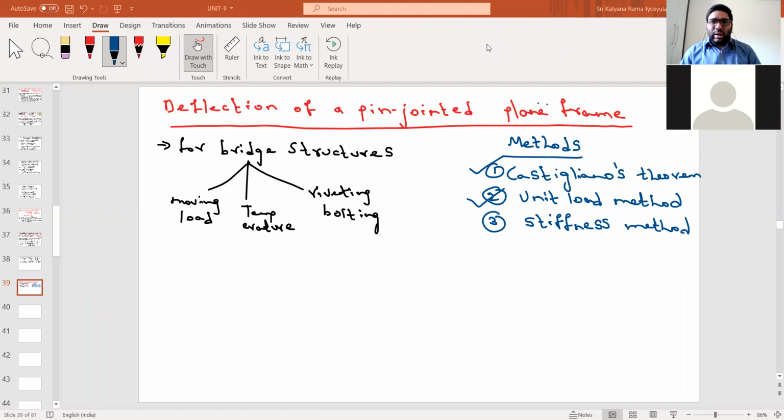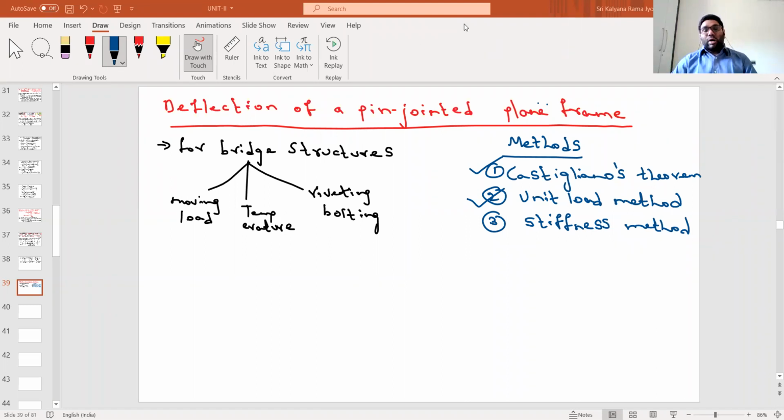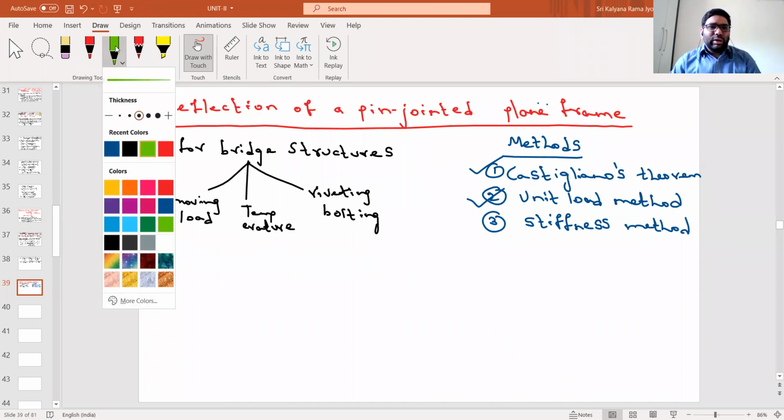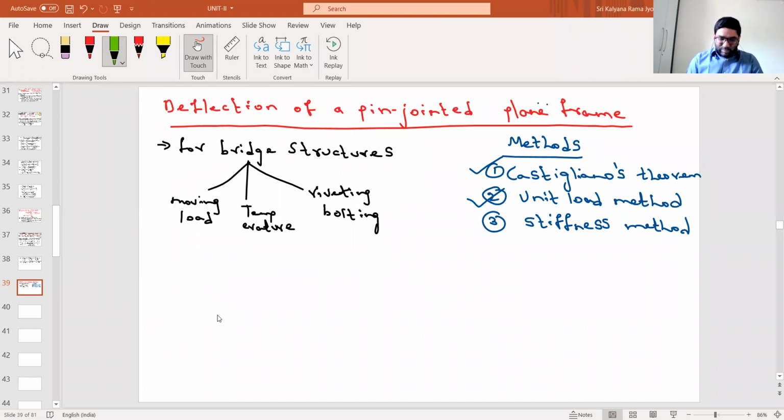Now let us try to derive the expression for the calculation of deflection using the unit load method.